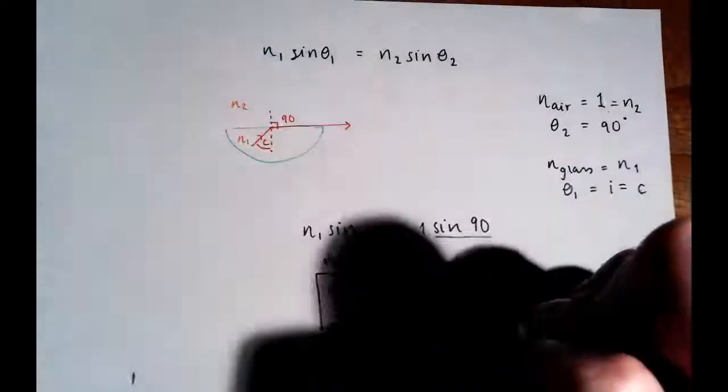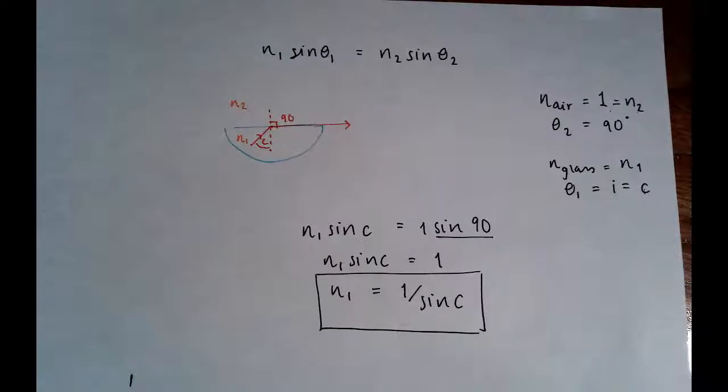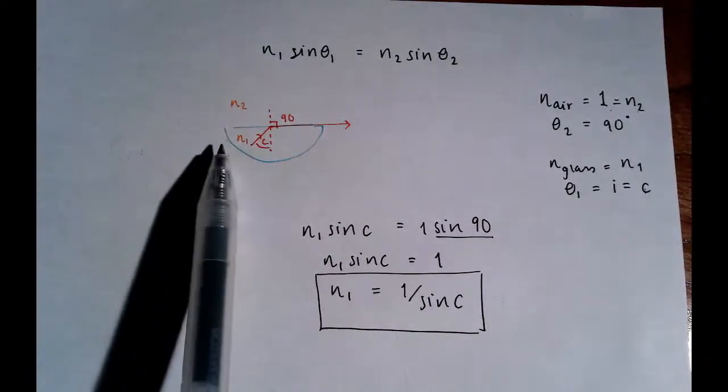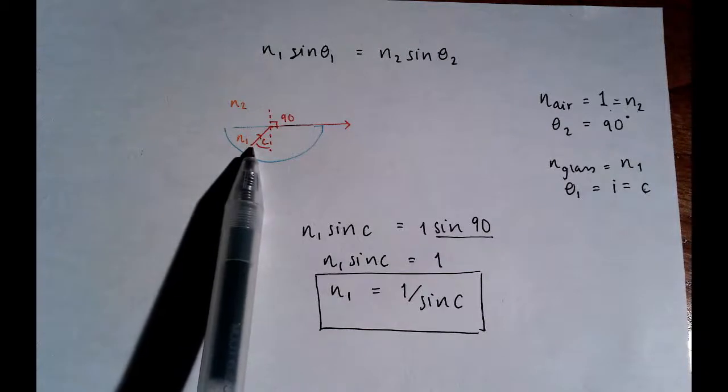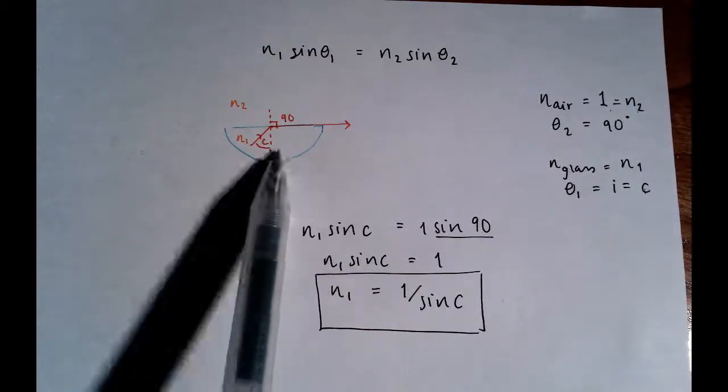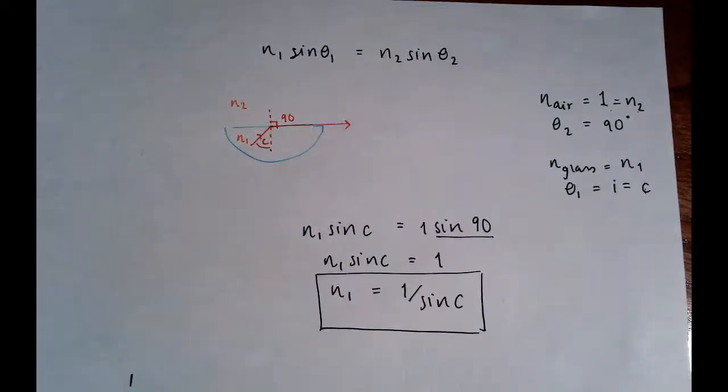This is a very useful expression for you in the exam. If I'm going from a more dense to a less dense, n1 is 1 over sine of the critical angle. Okay, so fingers crossed that has helped you out a little bit with a lot of the waves stuff to do with light.